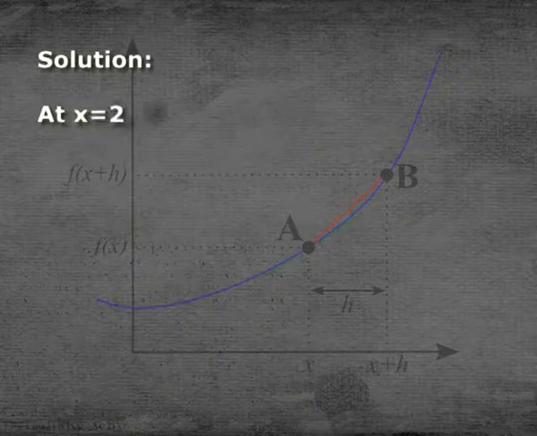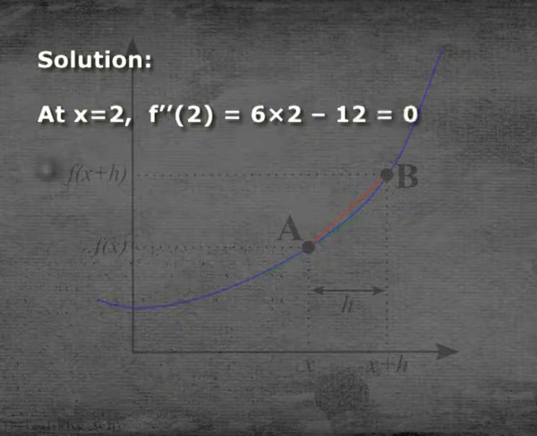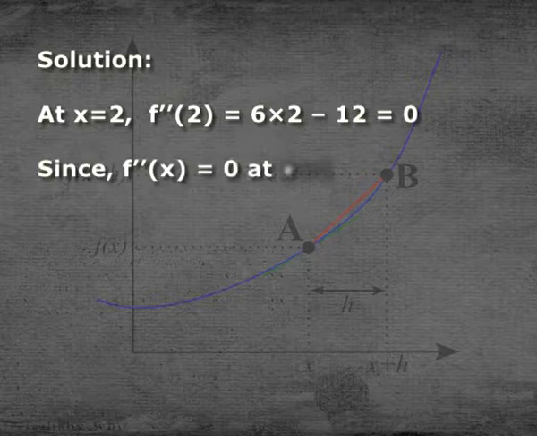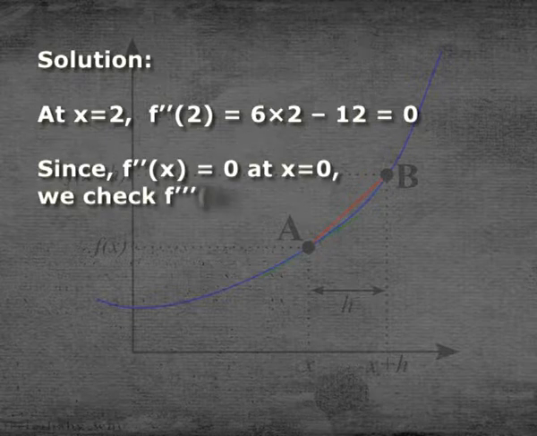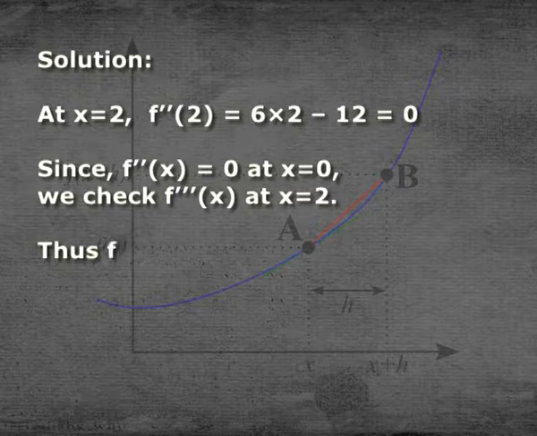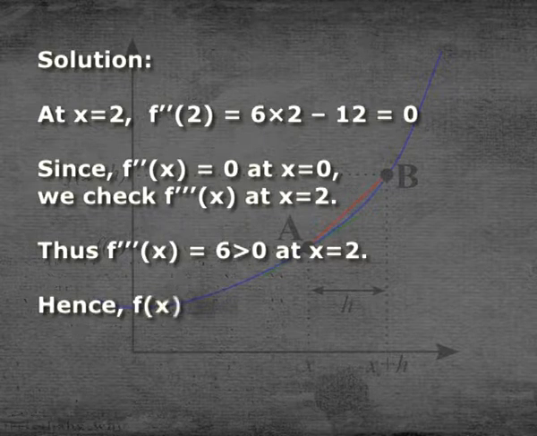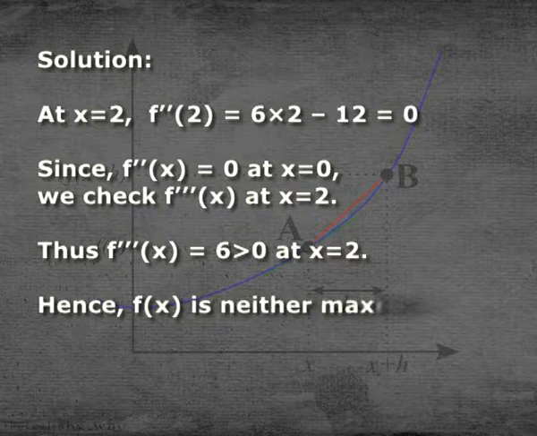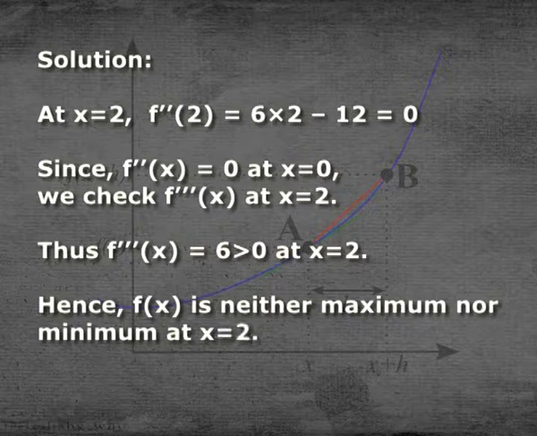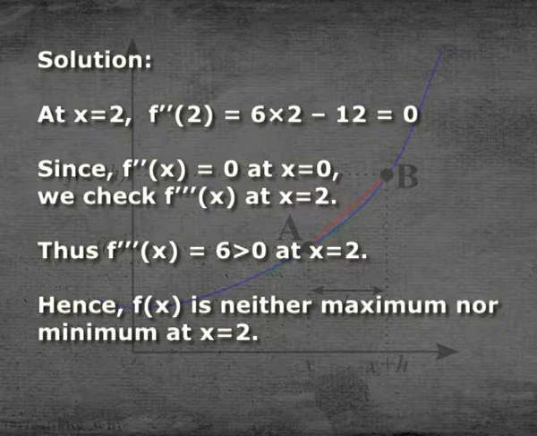Now at x equals 2, we are putting this value in the second differentiation. So f double dash 2 will be equal to 6 into 2 minus 12, which is equal to 0. Now since the second differentiation is equal to 0 at x equals 2, we will check the third differentiation at x equals 2. The third differentiation of f will be equal to 6, which is greater than 0. So hence we'll say that f of x is neither the maximum nor the minimum at x equals 2.